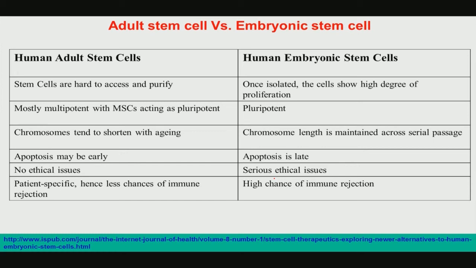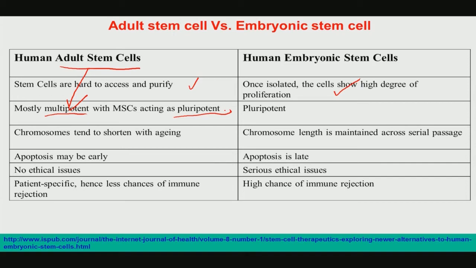So, some of the points under this comparison: adult stem cells are hard to access and purify, but embryonic stem cells, once isolated, grow with a high degree of proliferation. Adult stem cells, or as I abbreviated earlier, ASC, are mostly multipotent. So, they can differentiate to many cell types, but not all cell types. That is the difference between multipotent and pluripotent.